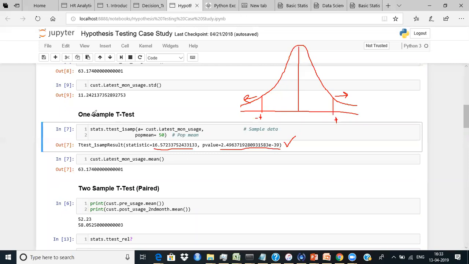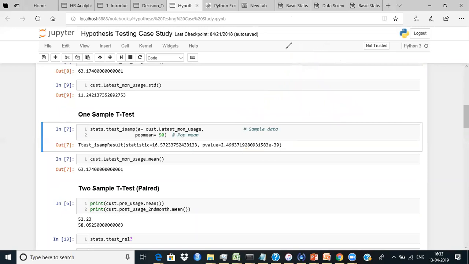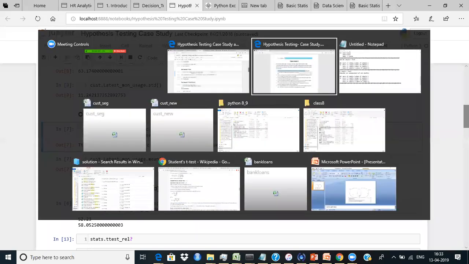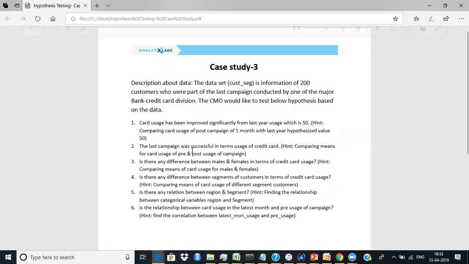Okay. Do you understand the output now? Now, the next output you need to interpret on your own. What was the next hypothesis? The null hypothesis was pre-usage equal to post-usage. And alternate was pre-usage less than post-usage.